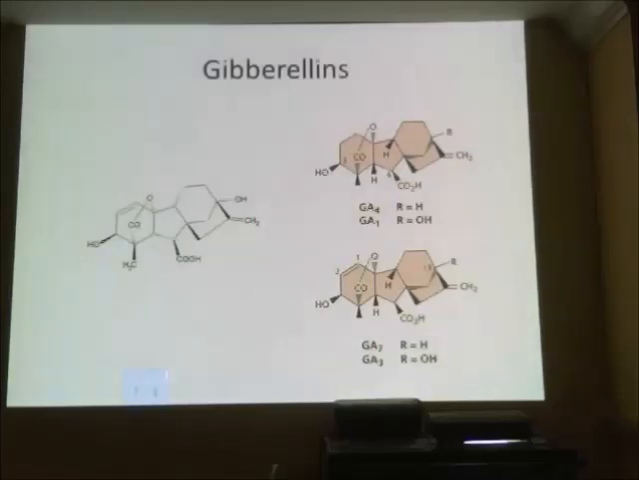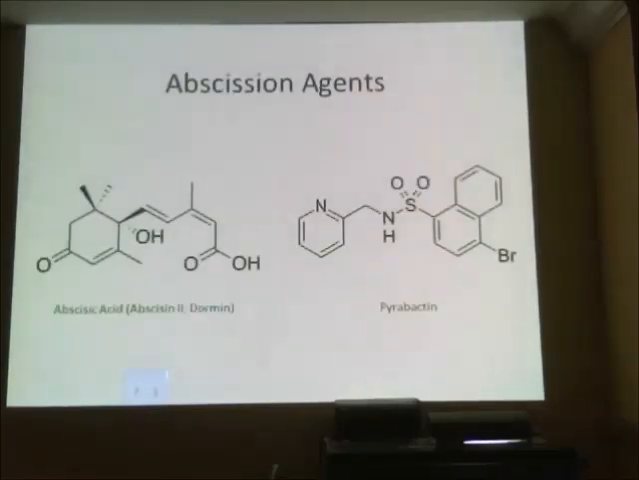So abscisic acid, which I mentioned, is on the next slide. Let's take a look at these so-called abscission agents. There are 2 compounds that I'm showing here. One is the naturally occurring compound, abscisic acid, also called abscissin 2, and also known as dormin. But what abscisic acid was originally thought to do when it was first discovered was that its primary function is to induce abscission, or the dropping of leaves and fruit.